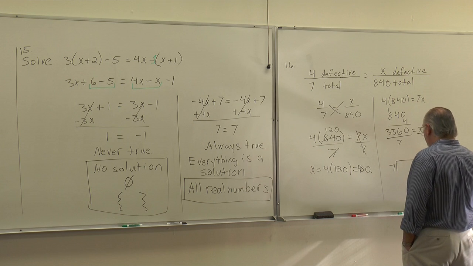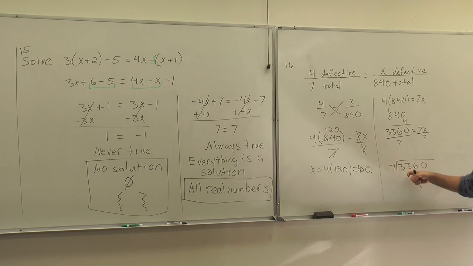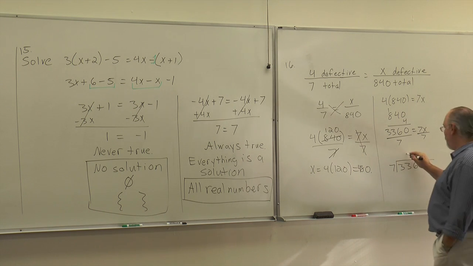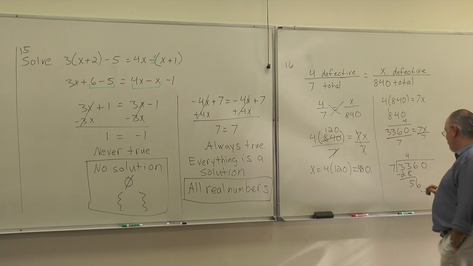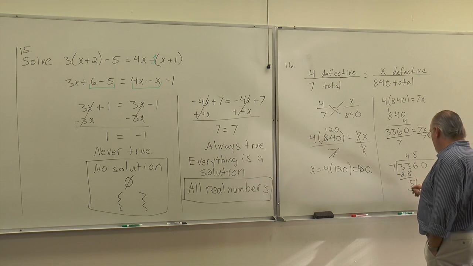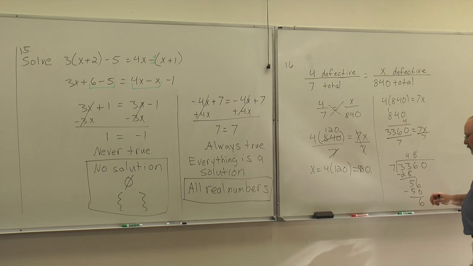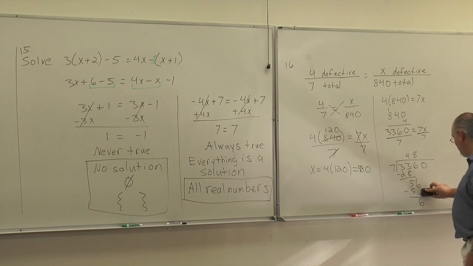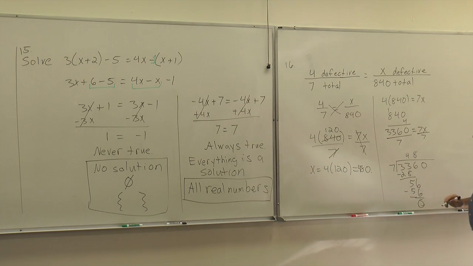So 7 goes into 3,360. 7 goes into 33 4 times, minus 28 is 5. Bring down the 6. 7 goes into 56 8 times. 8 times 7 is 56, subtract, we get 0. And we're done, so we fill in the zeros.